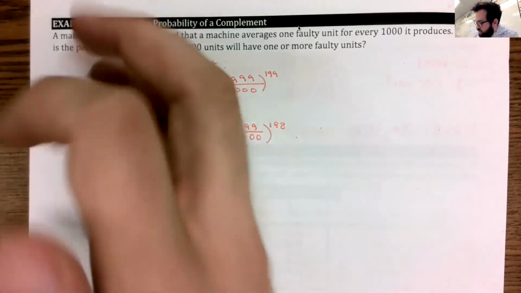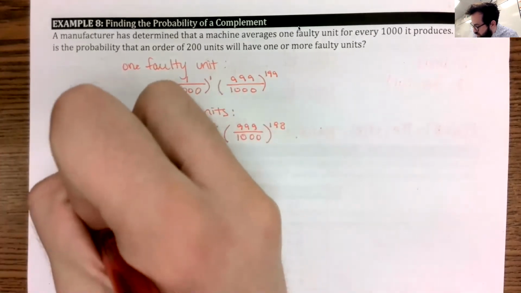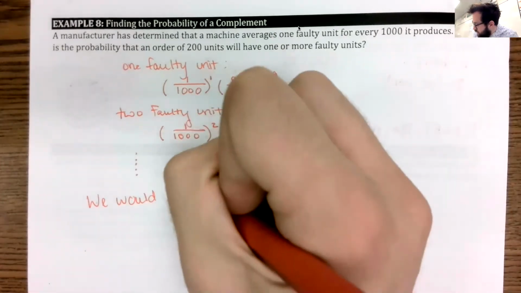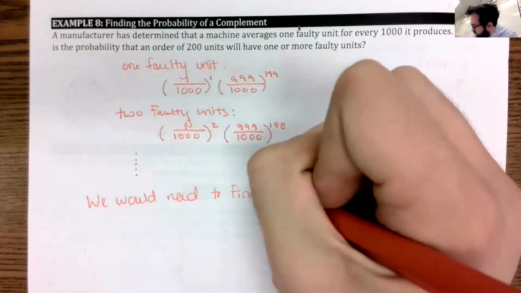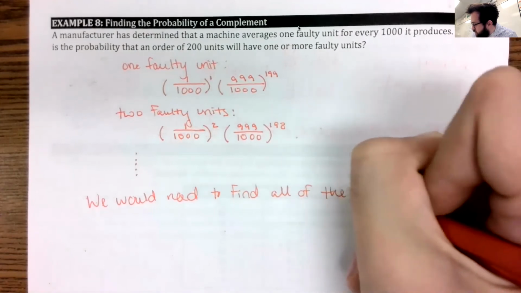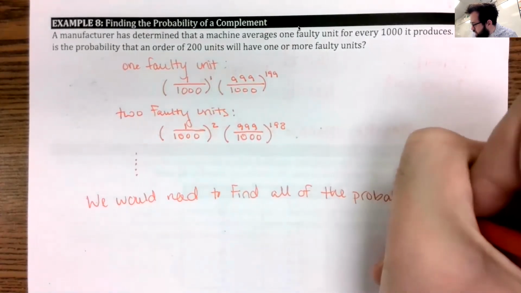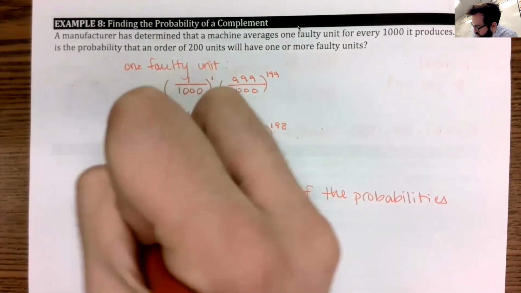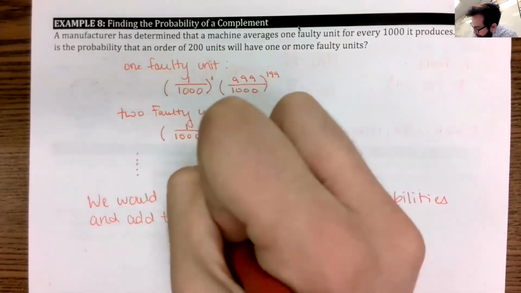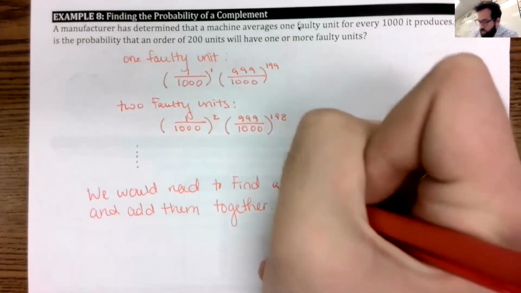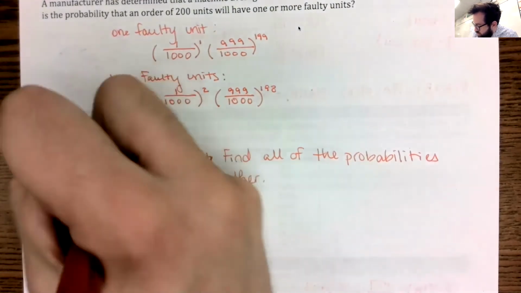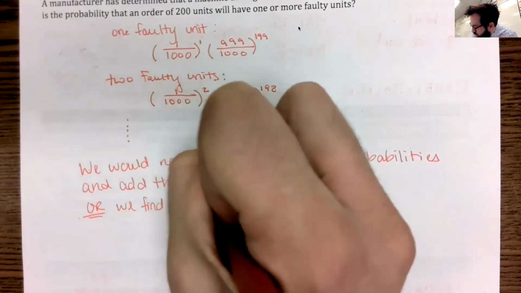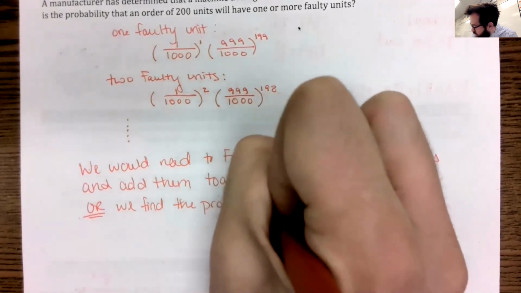So I'm going to write that out so that you can see in words what I'm saying here. So we would need to find all of these probabilities and add them together. Or we find the probability of no faulty units.